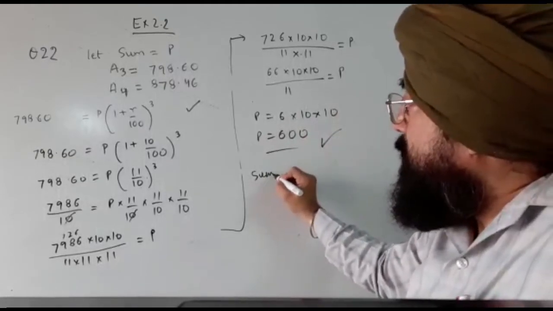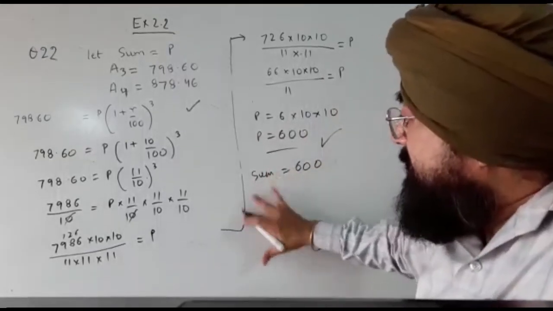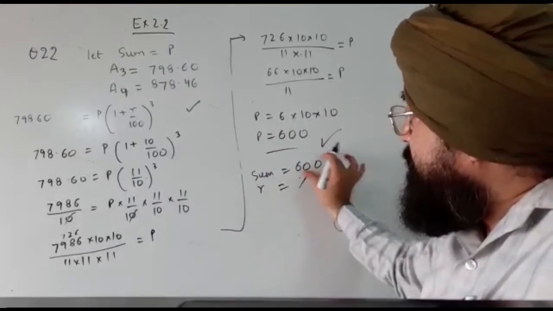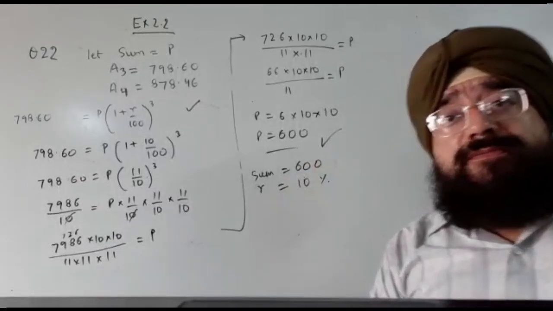That is, the sum due is 600 and the rate of interest is 10%. So see, this is how we can solve this question. Okay.